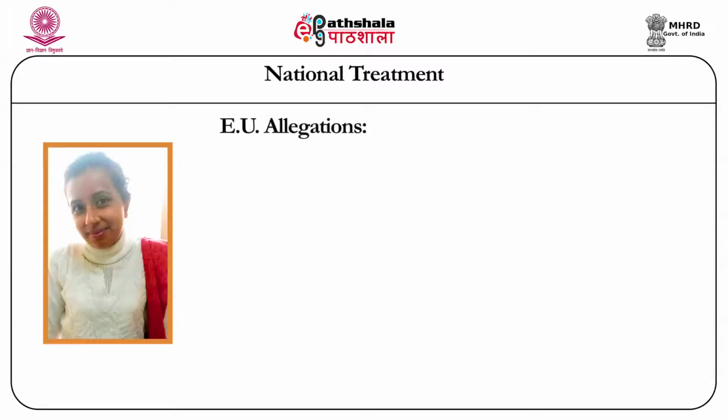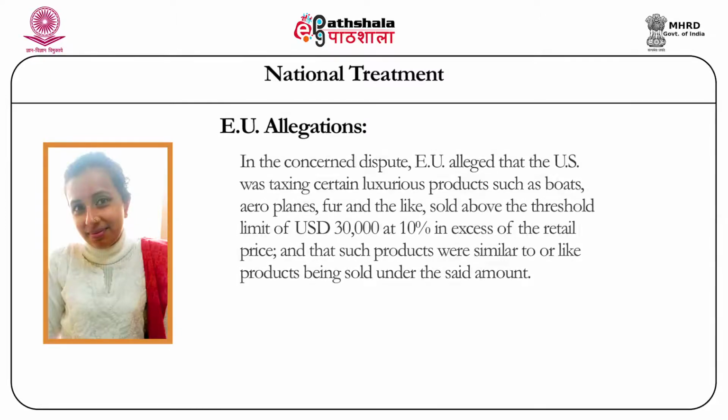The allegations by the European Union were that in the concerned dispute, the EU alleged that the US was taxing certain luxurious products such as boats, aeroplanes, fur and the like sold above the threshold limit of US dollars 30,000 at 10% in excess of the retail price, and that such products were similar to or like products being sold under the said amount of US dollars 30,000.